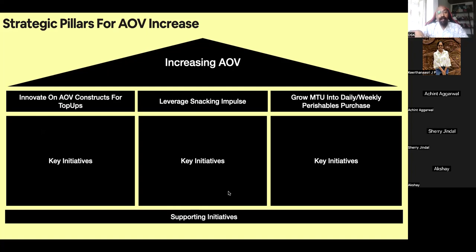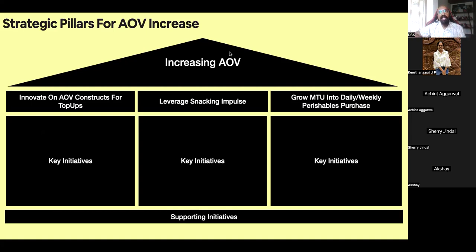We don't want to prioritize between snacking and AOV. We see that each of them in itself have merit to be attacked as independent problem statements so that AOV can be maximized. And lastly, again, we're taking a huge strategic bet in saying we want to shift goals. We want to shift our MTUs into daily, weekly purchasing. And if you were to think from another lens, each of this could be seen as a short-term, mid-term, long-term structural solve.